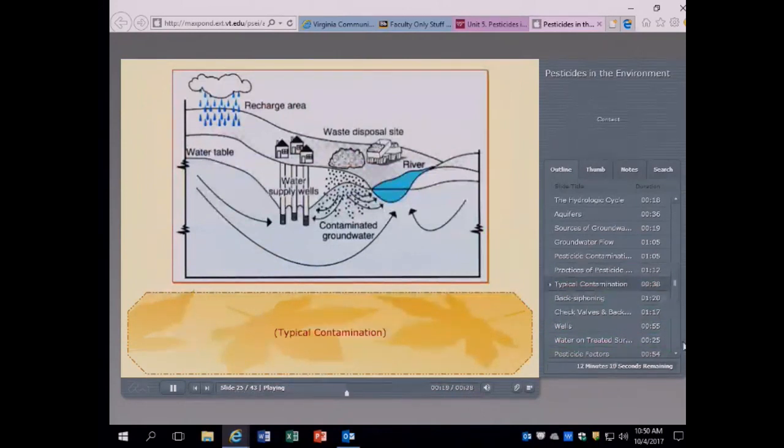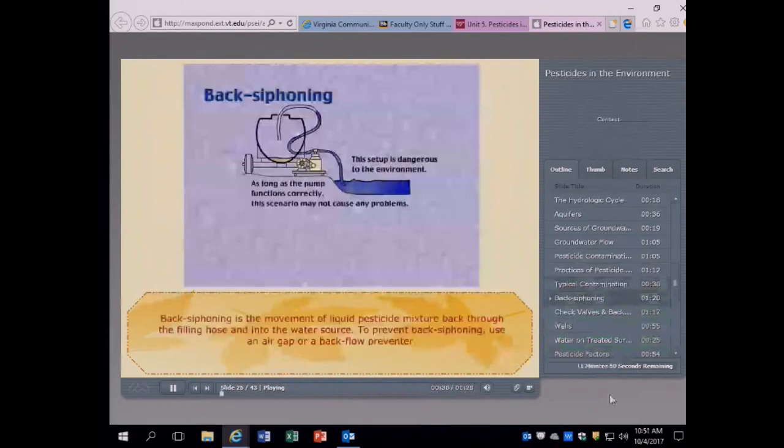And then you have, in this example, a waste disposal site, which allows chemical to leach very easily down into those either surface or groundwater areas, or run off into the river that's illustrated here. So a typical contamination through, in this case, both non-point and point sources. I want to go back and revisit this issue of back siphoning.